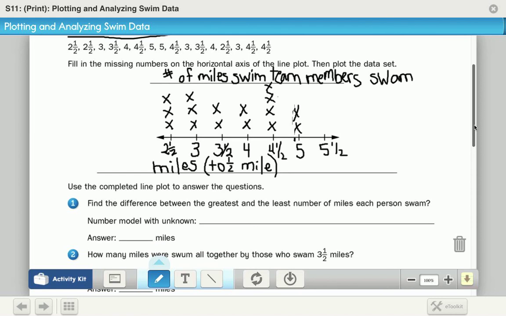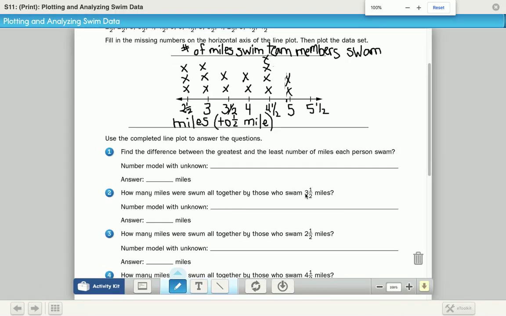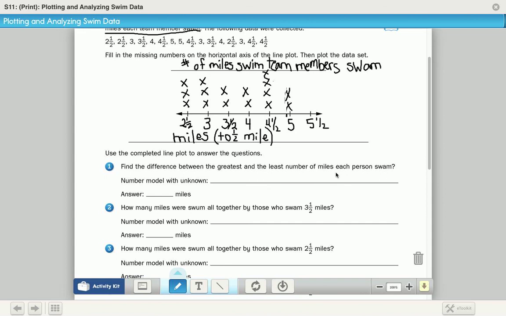Okay, so then I have some questions to answer. So I have to find the difference between the greatest and the least number of miles each person swam. So the most anybody swam was 5. Okay, so that's going to go down here. And then the least anybody swam was 2.5. Now remember, when it asks you a question like this, don't get tricked by the number of X's. So this one has more X's than anybody else, but that's not the greatest number that anybody swam.